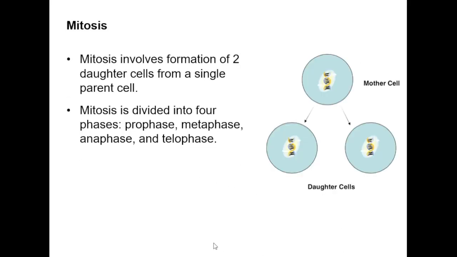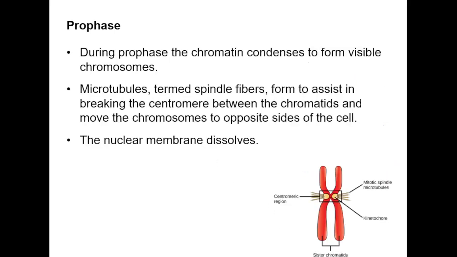Now, mitosis involves the formation of two daughter cells from a single parent cell. So here we have a mother cell, and at the end of mitosis, it will be able to produce two daughter cells, two identical daughter cells. I say identical because the DNA that they both have came from the same DNA. And mitosis usually is divided into four phases: prophase, metaphase, anaphase, and telophase.